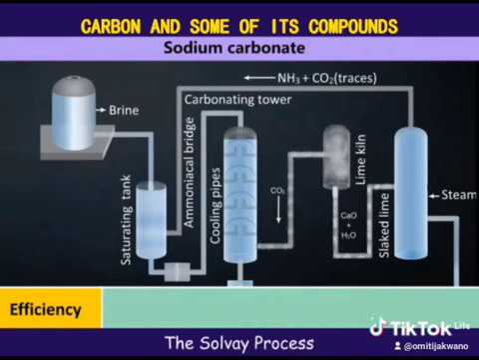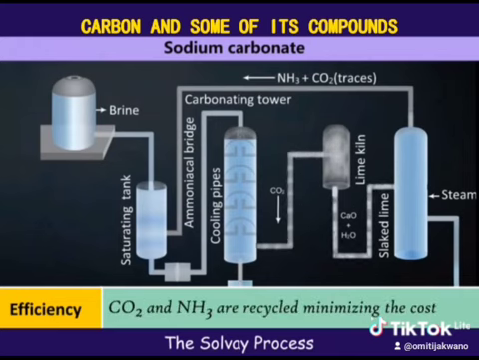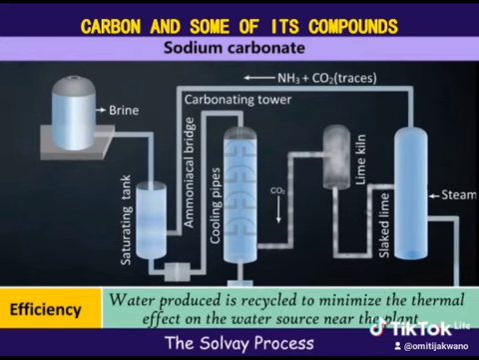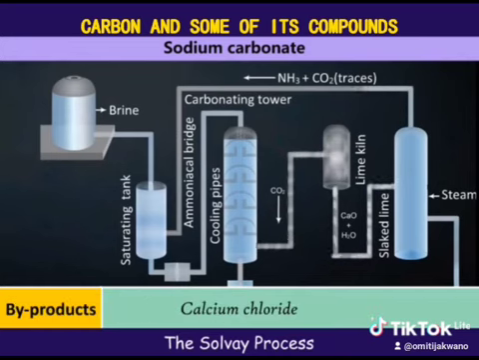The Solvay process is one of the most efficient industrial processes because pollution problems are considerably reduced. CO2 and ammonia are recycled to minimize cost. The water produced is recycled to minimize thermal effect on the water source near the plant. Energy consumption is small since burning of coke supplies the necessary heat. Calcium chloride is the only byproduct which is not recycled in the process and has a wide range of uses.